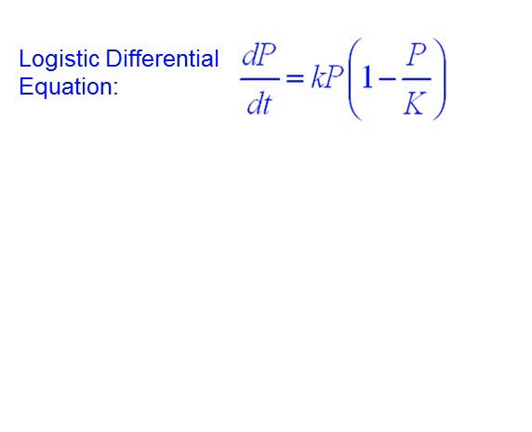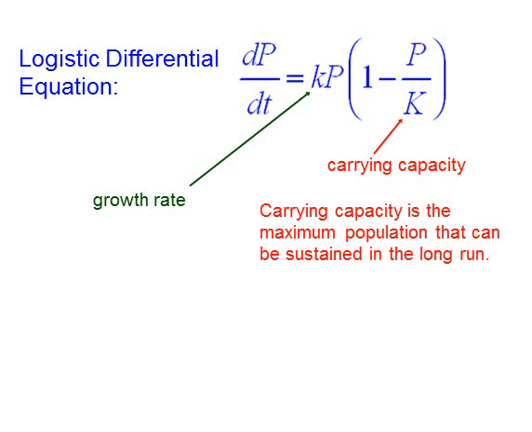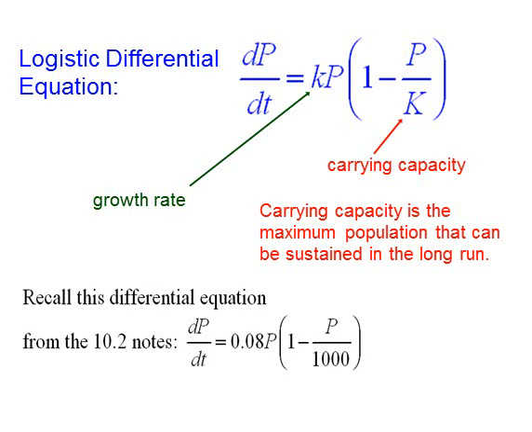The logistic model for population growth accounts for these flaws in the basic exponential model. There are two constants: lowercase k, which is sometimes called the growth rate, and capital K, called the carrying capacity. The carrying capacity is the maximum population that can be sustained over the long run. You might recall that we've already looked at a slope field for a logistic equation. If you look back at your sheet for section 10.2 on direction fields, you'll see that you graphed the differential equation dy/dx equals 0.08y times 1 minus y over 1,000 in WinPlot in class a few days ago.